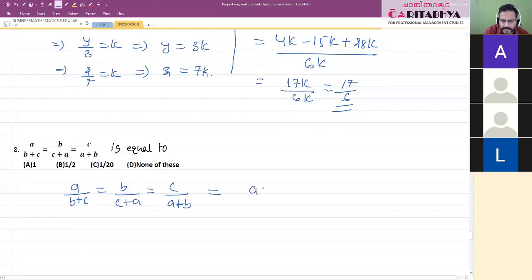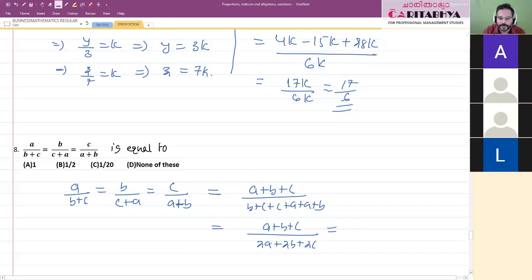Sum of antecedents, a plus b plus c divided by b plus c plus c plus a plus a plus b. This can be written as a plus b plus c. So a എത്ര തവണ വരുന്നുണ്ട്? 2 തവണ, 2a. b എത്ര തവണ വരുന്നുണ്ട്? 2 തവണ, 2b plus 2c. ഡിനോമിനേറ്ററിൽ നമുക്ക് എന്ത് ചെയ്യാം? 2 കോമൺ എടുക്കാം. a plus b plus c divided by 2 into a plus b plus c. So a plus b plus c get cancelled. നമുക്ക് എന്ത് കിട്ടും? ആൻസർ 1 by 2.